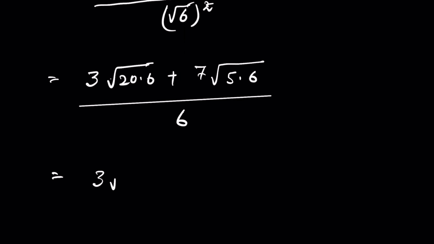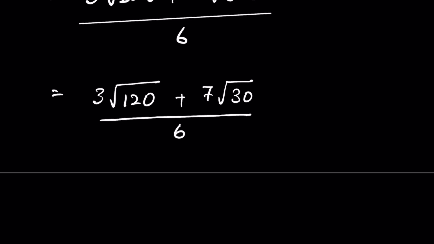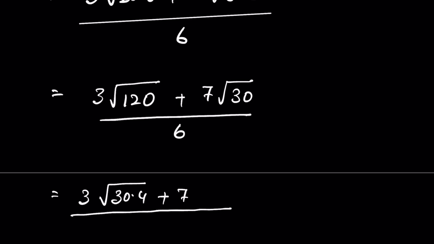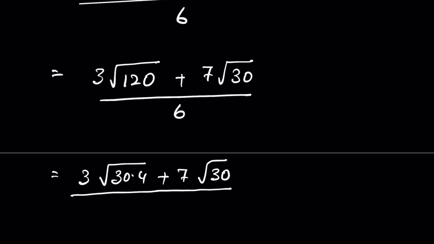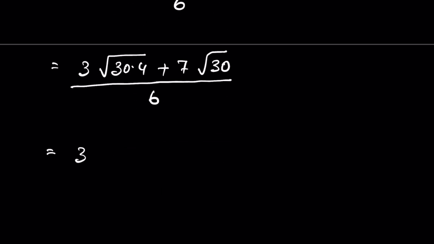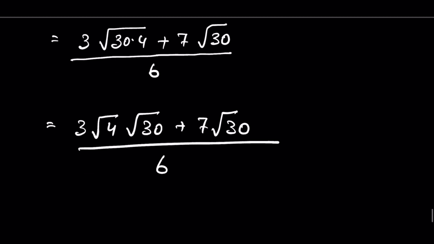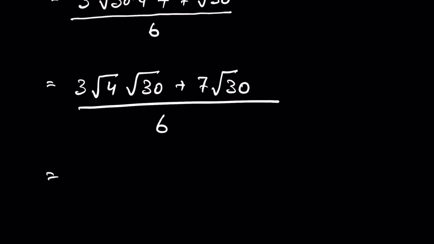This is 3 times 120 under square root plus 7 times 30 under square root upon 6. 3 times 120 under square root, this you can write as 30 times 4 under square root, plus 7 times square root of 30 upon 6. So this is 3 times square root of 4 times square root of 30 plus 7 times square root of 30 upon 6. Now 3 times square root of 4 is 2. So 3 times 2 is 6. 6 times square root of 30 plus 7 times square root of 30 upon 6.